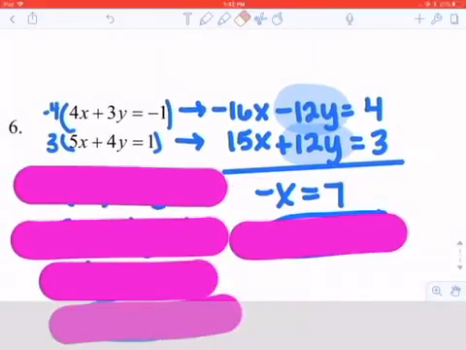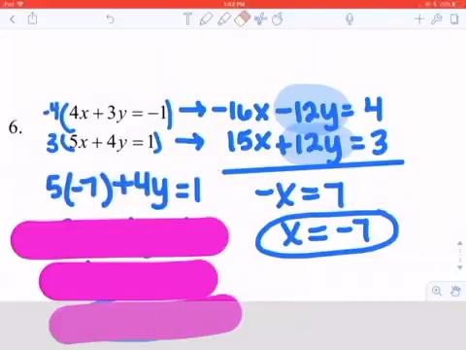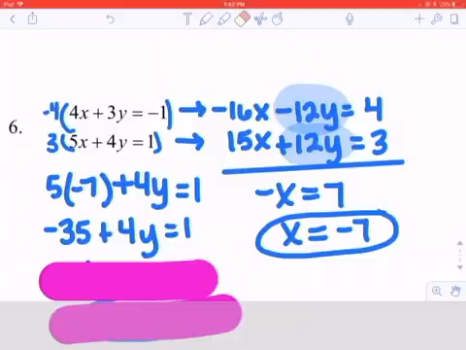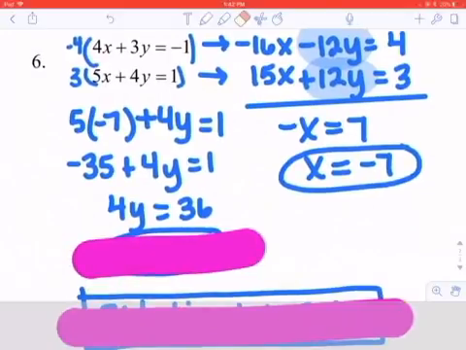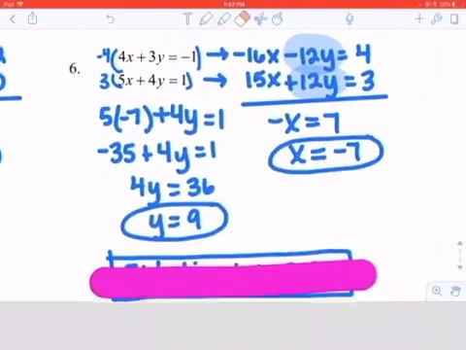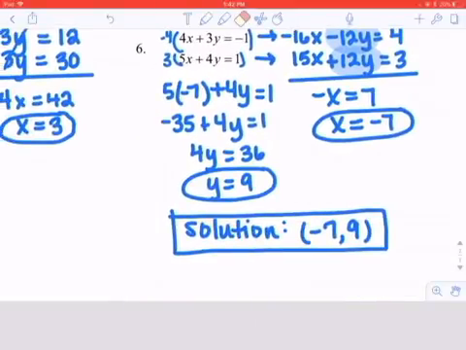When I added these two equations together, that worked out to give me negative x equals 7. So we divide by negative 1 and we get x equals negative 7. I substituted negative 7 into the second equation. So I get 5 times negative 7 plus 4y equals 1. That gives me negative 35 plus 4y equals 1. When you add 35 to both sides, we get 4y equals 36, and divide by 4 to get y equals 9. And so our answer is negative 7, 9.